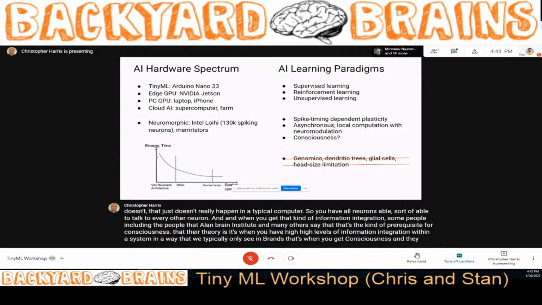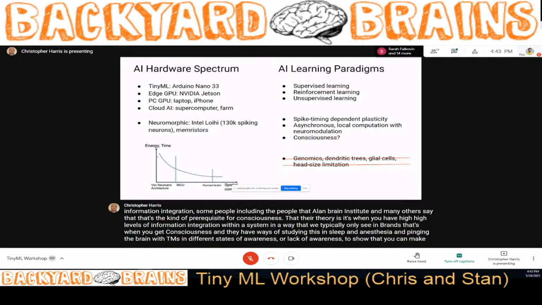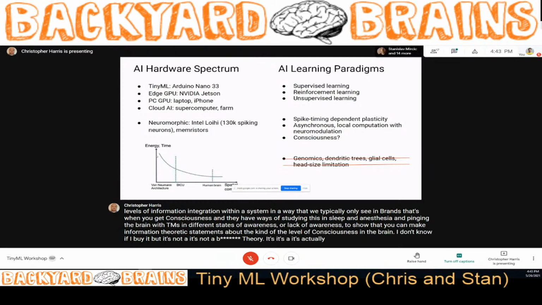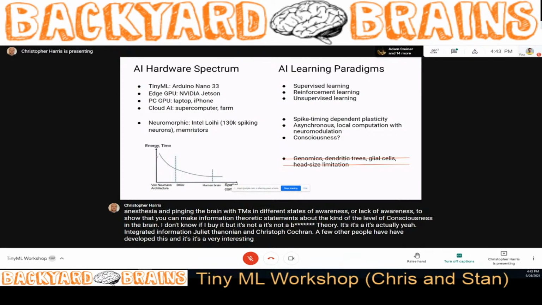And they have ways of studying this in sleep and anesthesia, and pinging the brain with TMS in different states of awareness or lack of awareness, to show that you can make information theoretic statements about the level of consciousness in the brain. I don't know if I buy it, but it's not a bullshit theory. It's called integrated information. Giulio Tononi and Christof Koch and a few other people have developed this, and it's a very interesting theory, the first time we have anything like a quantitative theory of consciousness.